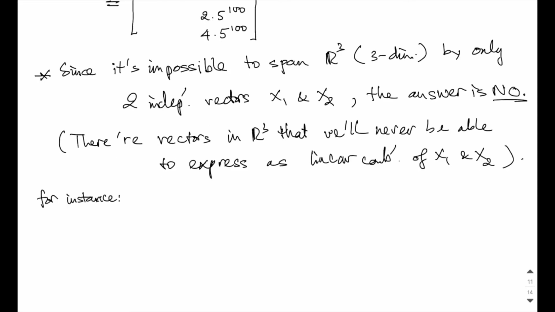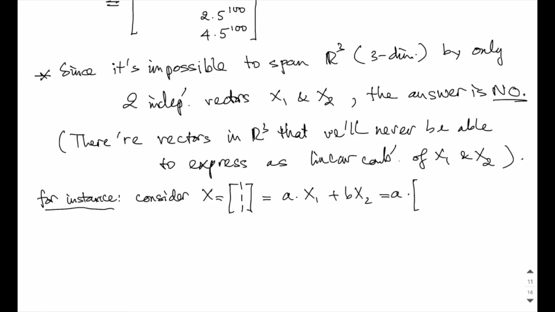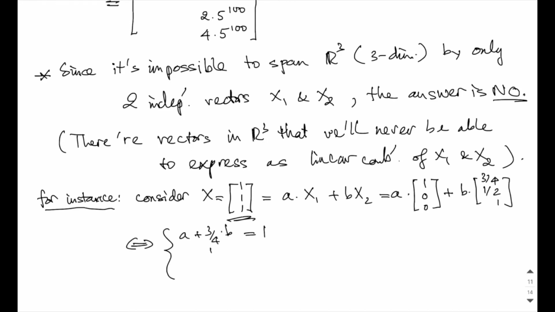For instance, if you consider the vector 1, 1, 1, and you want to write it as a times x1 plus b times x2, that means you want to find a and b such that a times this vector plus b times this vector equals 1, 1, 1. And so this is equivalent to solving a system of linear equations. a plus 3 over 4 b equals 1, 1/2 times b equals 1, and 1 times b equals 1. Immediately from the last 2 equations, you get that b will have to be 2 and 1 at the same time, right? So this is impossible.